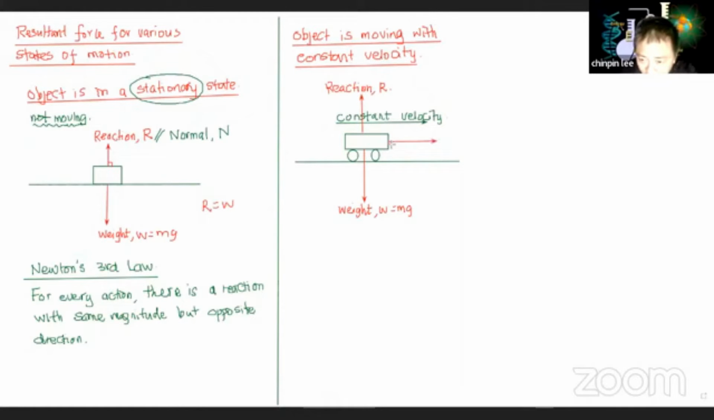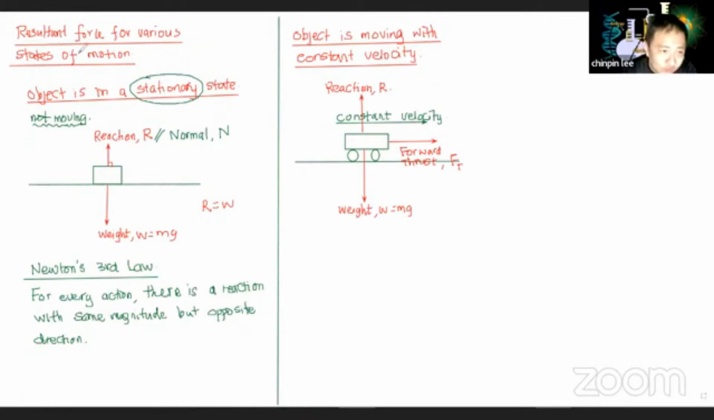If this is a car, this is a forward force. This forward force, we normally call it forward thrust. I name it as F. But because of too many forces, I put it as T. Forward thrust.